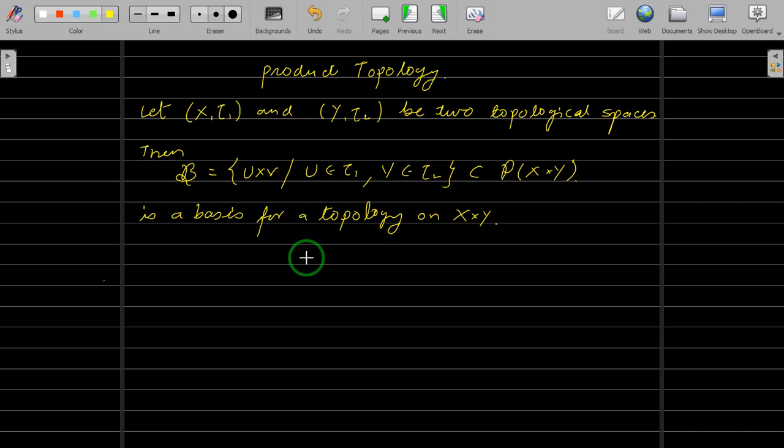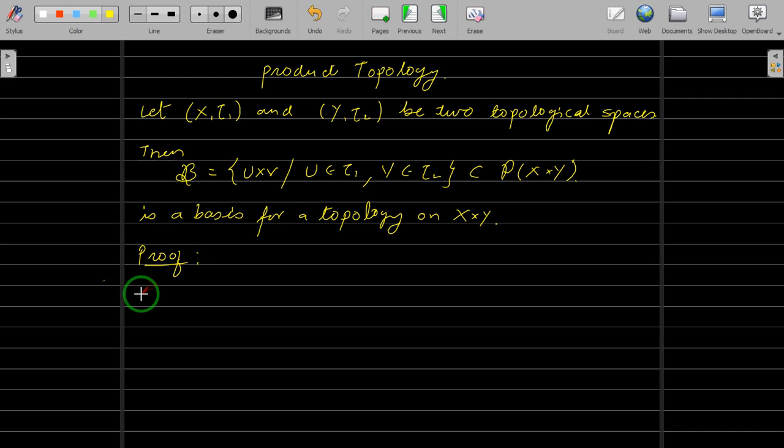Now here, we don't know what the topology is. But we are saying that this B is the basis for some topology on X cross Y, and the topology generated by this basis is called the product topology. So first check which definition we will use, and you can proceed. Once you are done with your proof, you can come back here and verify your proof. That's how you have to study.